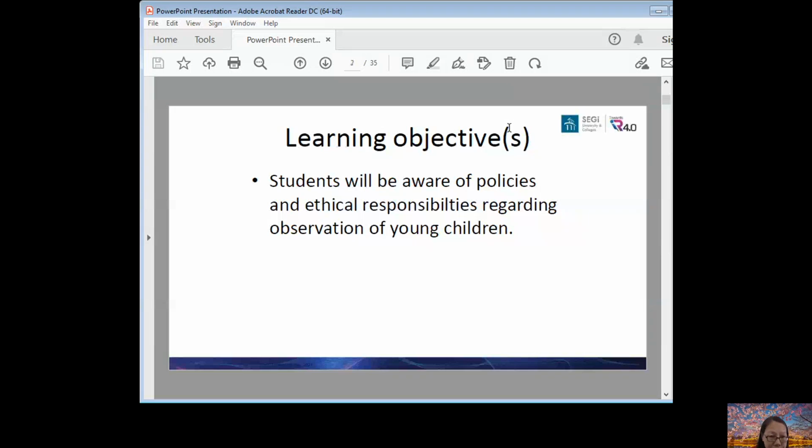The learning objectives are that students will be aware of policies and ethical responsibilities regarding observation of young children. So we are talking about observation of young children. The objective is that you will know the ethical responsibilities and policies regarding observation. When you do observation, what are the policies and responsibilities as an observer? What are policies? They are the guidelines to observations.